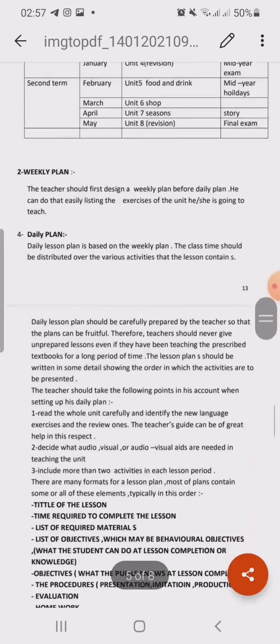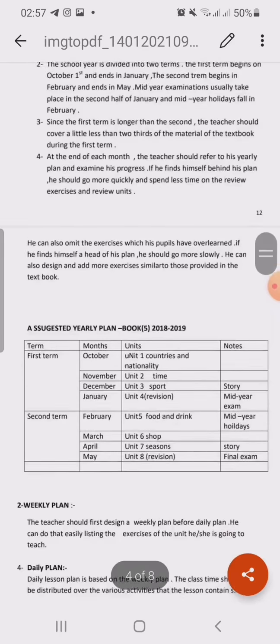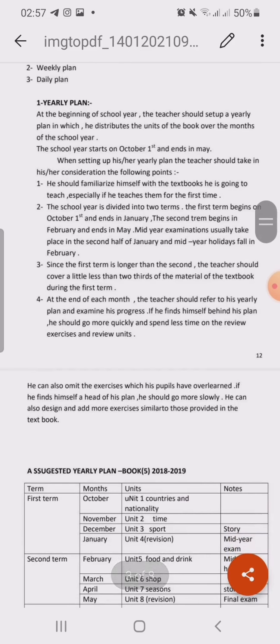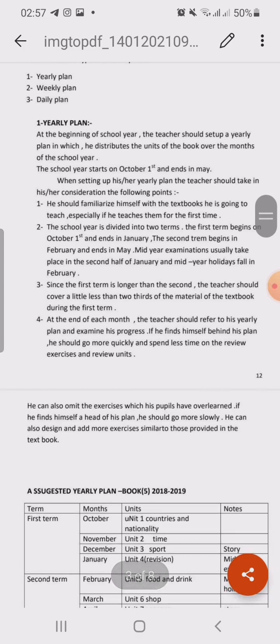Moving to types of lesson planning. There are 3 types of lesson plans: yearly plan, weekly and daily. سنوية، أسبوعية وخطة يومية. Yearly plan. At the beginning of school year, the teacher should set up a yearly plan in which he distributes the units of the book over the months of the school year. يعني يقسم وحدات الكتاب على سنوات، على أشهر السنة.